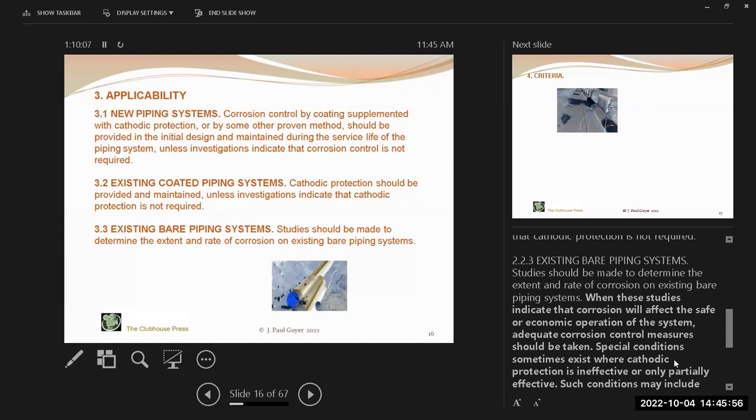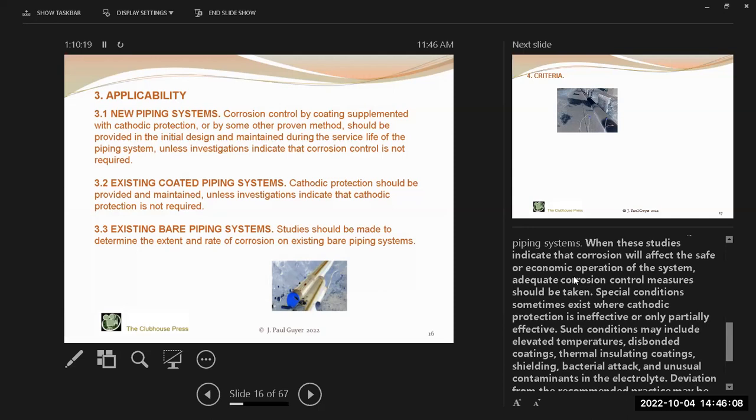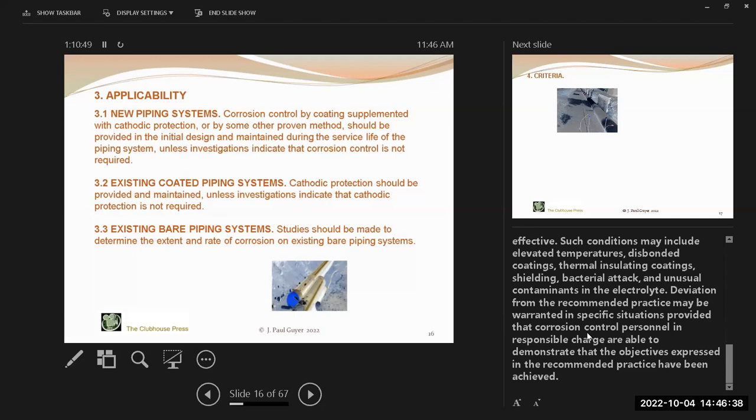Special conditions sometimes exist where cathodic protection is ineffective or only partially effective, and such conditions may include elevated temperatures, disbonded coatings, where for whatever reason the coating system has deteriorated, thermal insulating coatings, shielding, such as for electromagnetic radiation, bacterial attack can be encountered, and unusual contaminants in the electrolyte in the soil. Deviation from the recommended practices may be warranted in specific situations, provided that corrosion control personnel in responsible charge are able to demonstrate that the objectives expressed in the recommended practice have been achieved.